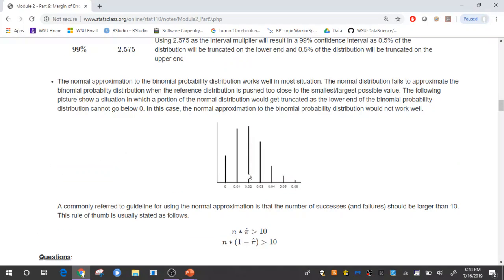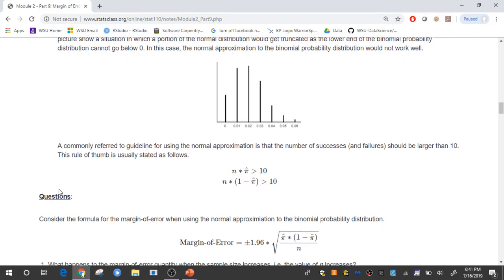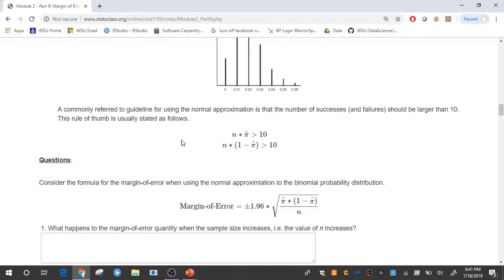Here's a little bit of a discussion about what can happen if that binomial probability distribution gets jammed down too low. We can see that if I were to put a bell curve or a normal distribution over the top of that, the left chunk of that normal curve will get truncated off here. The binomial probability distribution cannot go down below 0, but if I were to put a bell curve over the top of that, some of that bell curve would want to drift down below 0. Here on the screen is a commonly referred to guideline on whether or not the normal approximation is a good idea.